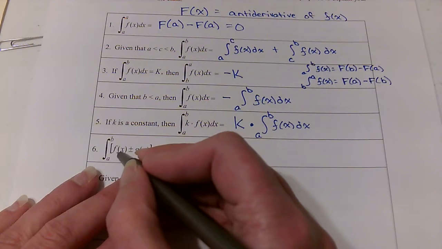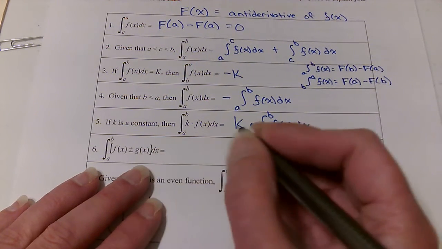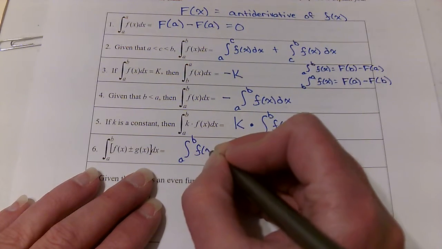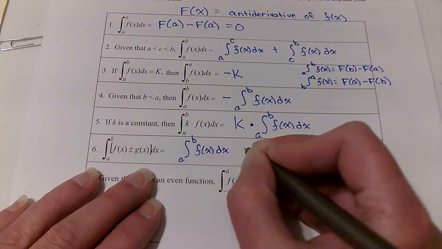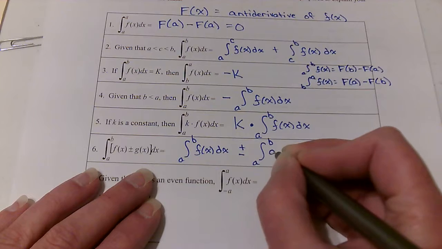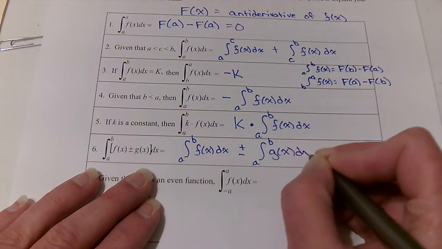Another property says if we have a function plus or minus another function, then we can split it up and find the integral of each, and then just add or subtract them together.